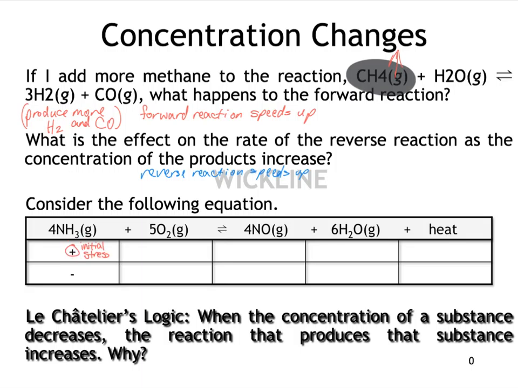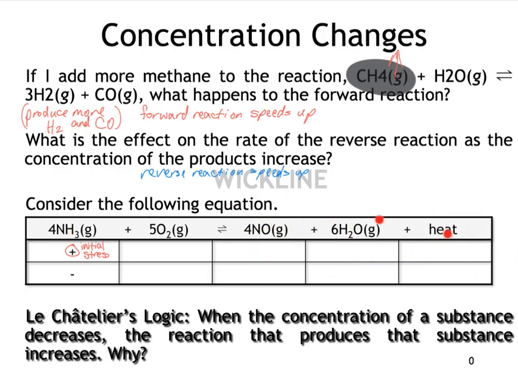Now let's say, for instance, that we start by increasing the amount of ammonia. So the initial stress is to create more and more ammonia. So if I make more ammonia, then I'm going to be going through more collisions with oxygen, and you're going to see that the ammonia and the oxygen are colliding and creating these three guys.